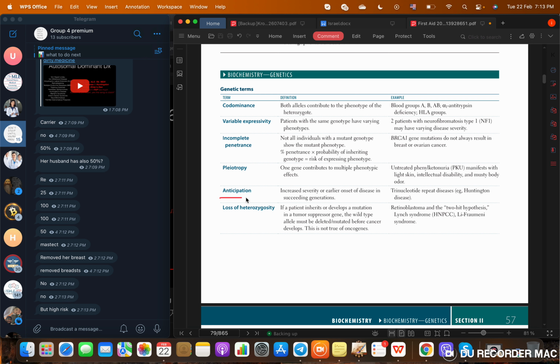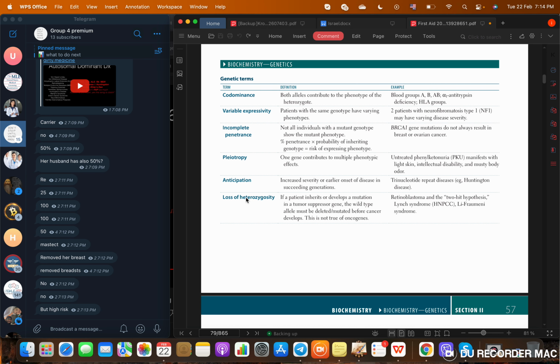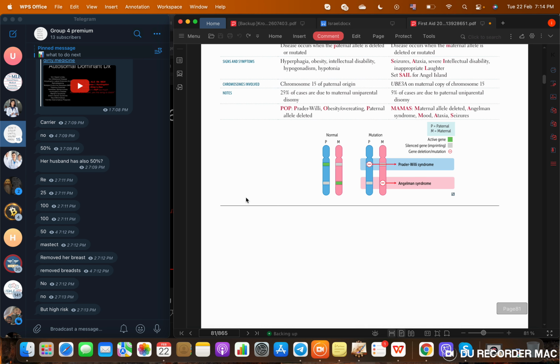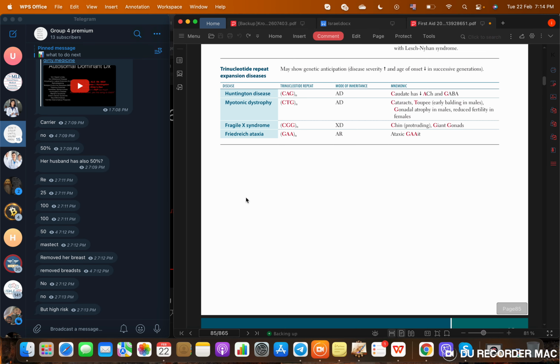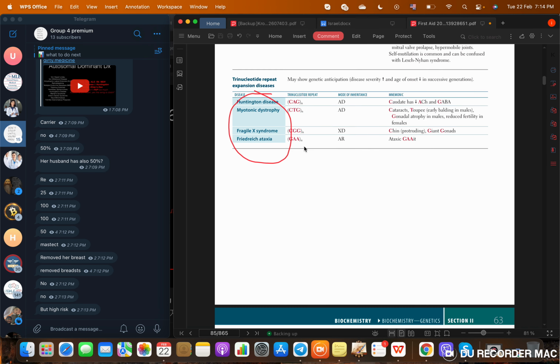Okay, so pleiotropy, we spoke about it. Anticipation. Anticipation means with each generation, the disease is going to become much worse than in the previous generation. So increased severity or earlier onset of the disease in the succeeding generation. But this is only in diseases that have a trinucleotide repeat. For example, Friedreich ataxia, Huntington disease, myotonic dystrophy, stuff like that. Only those that have a trinucleotide repeat. You are like, what is this? Well, don't worry about it too much. I'm going to teach you what I'm speaking about. These basically are these diseases.